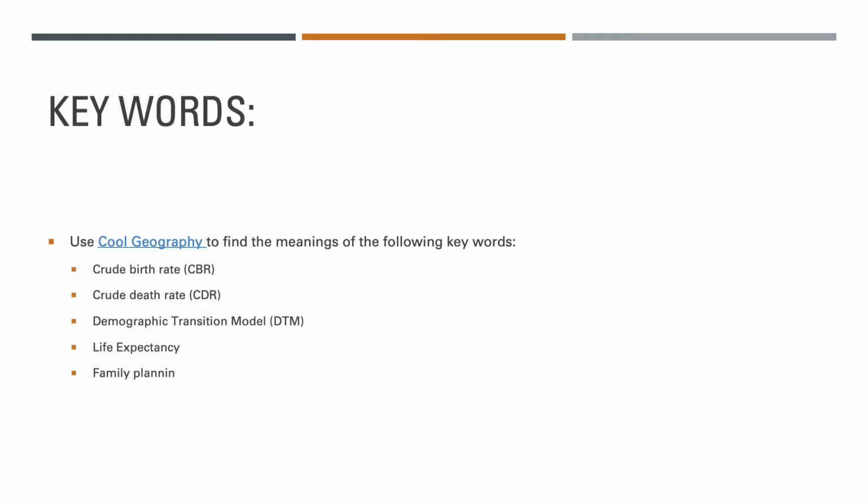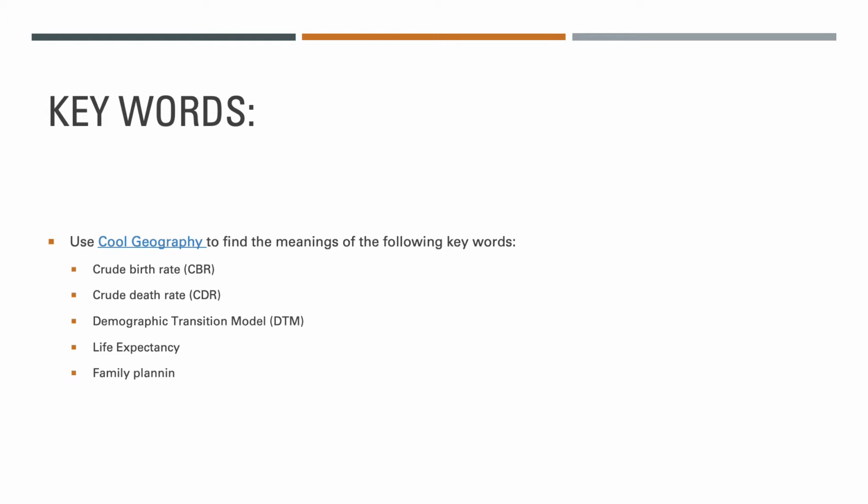Okay, so there are a few terms which you need to understand, so I'm going to let you look those up on Cool Geography following the link there. You might be able to work out what some of them mean anyway. So crude birth rate is the number of live births per 1,000 people. The crude death rate is the number of deaths per 1,000 people. We're going to look at what the demographic transition model is in this lesson. Life expectancy is the number of years people can expect to live for, and family planning, I'm going to put the G on there as soon as I finish making this video, is the ability to control birth.